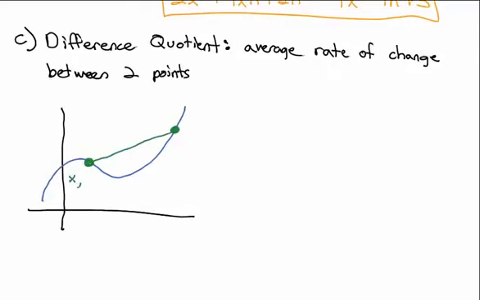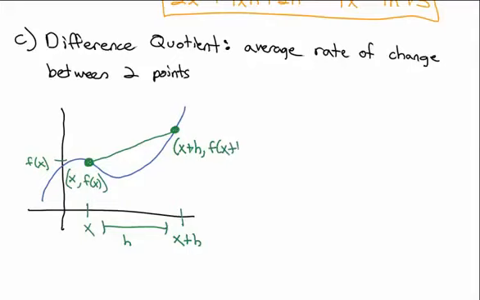Now this first point has an x-coordinate of x, and if we plug that into the function, it'll give us f of x for an output. So at x, it has a height of f of x. The second point over here, we're going to say moves over a distance of h. So if we move over a distance of h, that's going to be x plus h for the first coordinate, comma f of x plus h for the height.